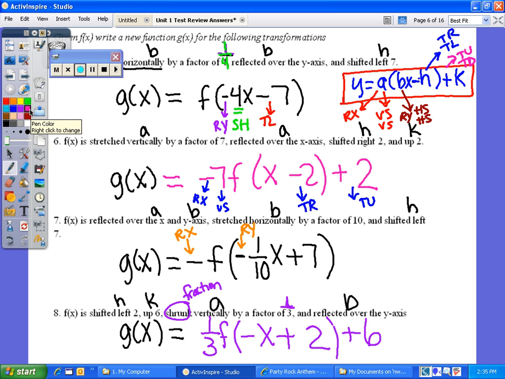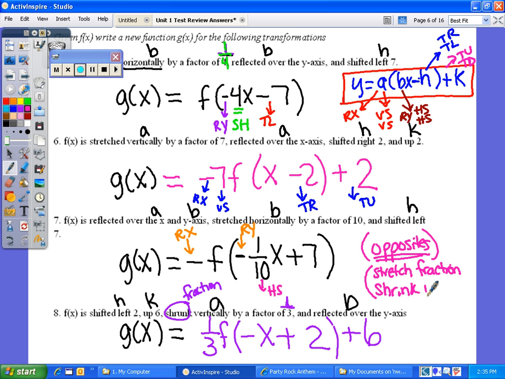And then after that, it says that it stretched horizontally by a factor of 10. So here's my horizontal stretch. Notice how I made it a fraction. Remember, inside the parentheses are always opposites. So that means that if you stretch you should have a fraction inside. If you shrink, you should have a whole number, because everything in the parentheses is opposites. And then the last thing said that it shifted left 7, so here's my translate left.